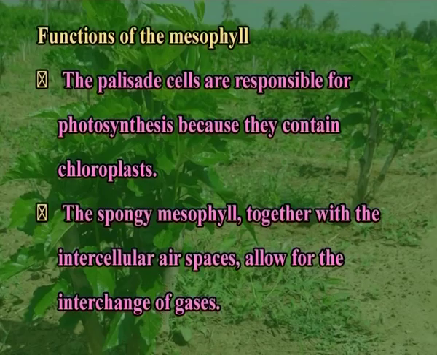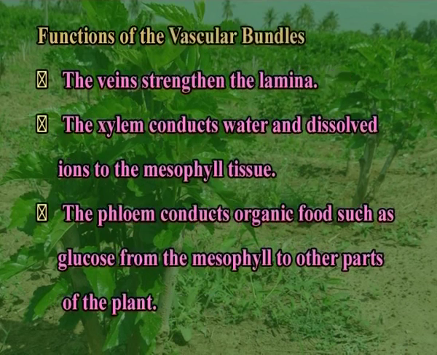The veins across the mesophyll tissue support the leaf blade and transport food and water. Functions of the mesophyll. The palisade cells are responsible for photosynthesis because they contain chloroplasts. The spongy mesophyll together with the intercellular air space allows for the exchange of gases.